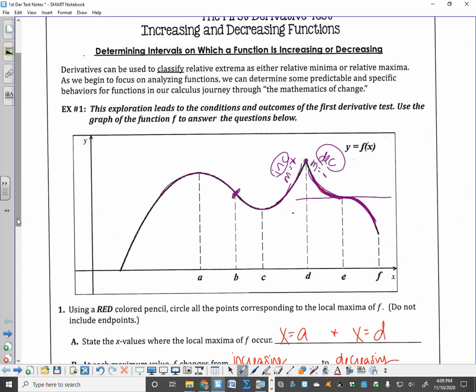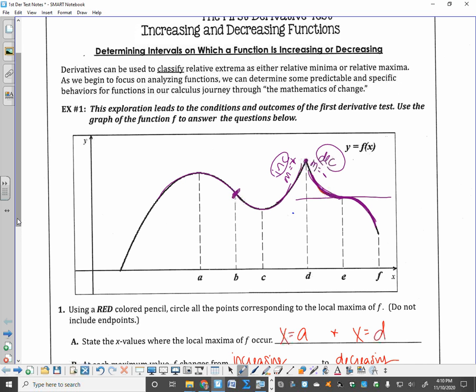If a function f has a relative extremum at a point, then the derivative at this point is either 0 or undefined. That's a true statement. Is the converse of this statement also true? So if I have the derivative that is 0 or undefined, does that mean that it's an extrema point? No, look at point E. E has a derivative whose slope is 0, and it's not an extreme point.